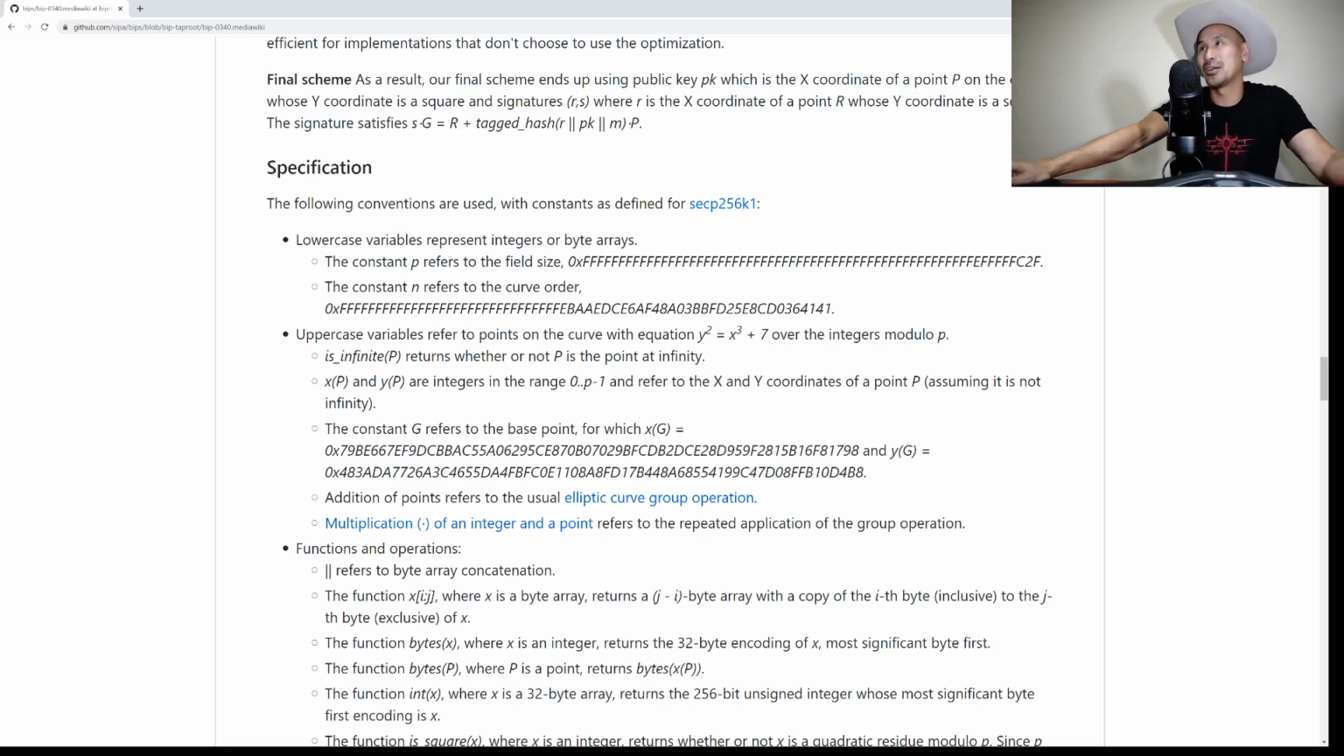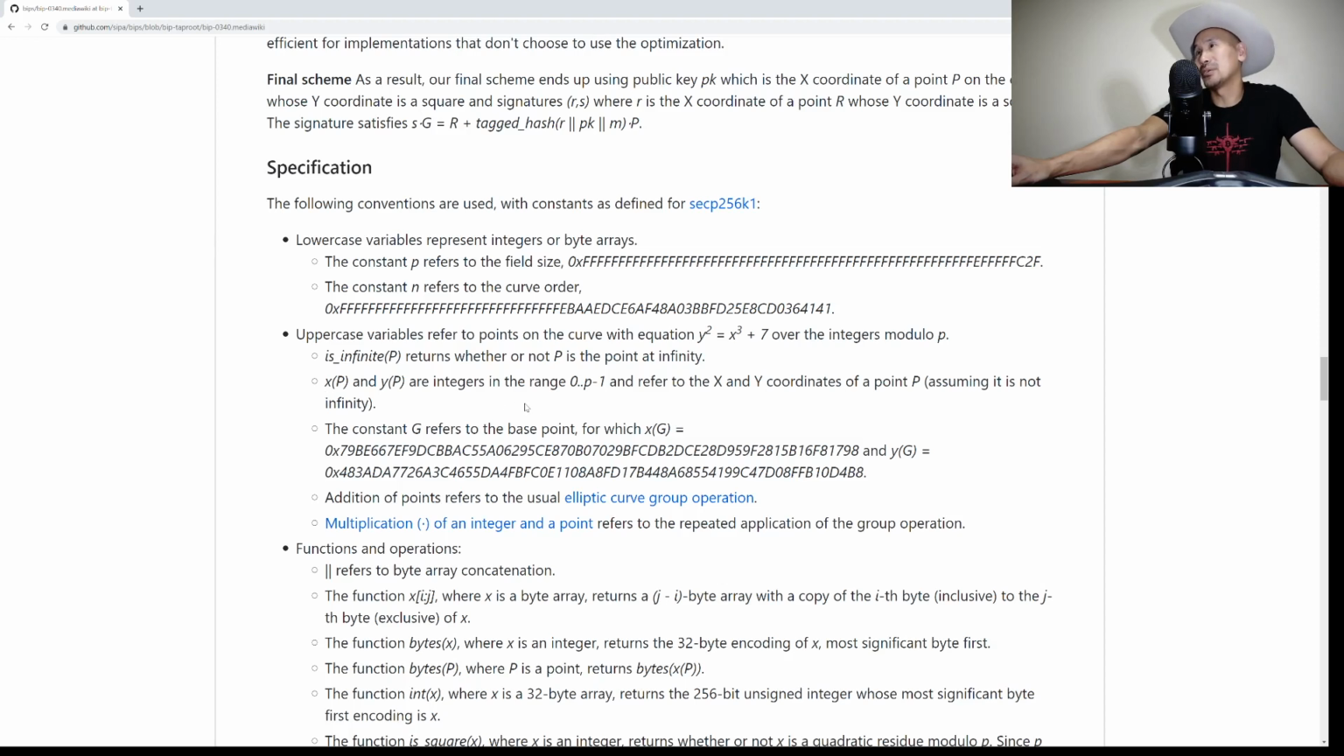It's basically how many times you have to add g before it comes back to 0. Uppercase variables refer to points on the curve with equation y squared equals x cubed plus 7. That is the equation for SECP256K1 over the integers modulo p. Is finite p returns whether or not p is the point at infinity. Great. So it can be the point at infinity, which is essentially 0 in the group math context.